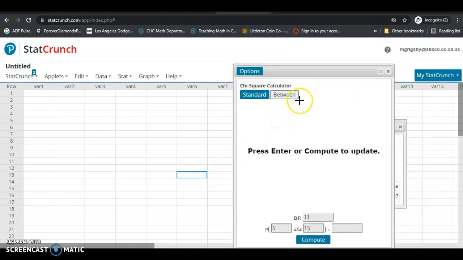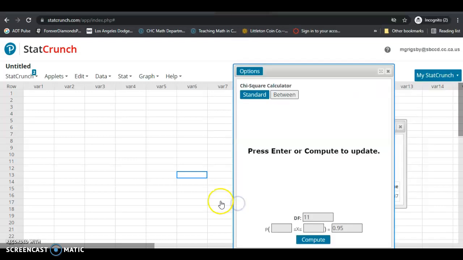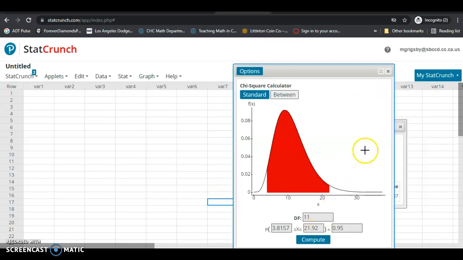Selecting the between option for the chi-square calculator from the stat menu, with the appropriate degrees of freedom, in this case 11, we're going to put 1 minus the significance level in this box, which is equal to 0.95. All right, we're going to hit compute.